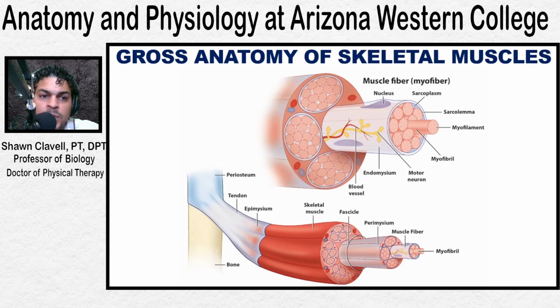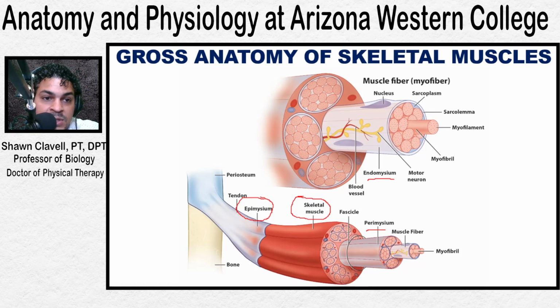Let's take a look at the gross anatomy of skeletal muscles here. Now, a skeletal muscle, we can see here, is actually an organ. The skeletal muscle itself is the organ. It contains all of the different tissue groups. So it contains connective tissue. You can see the connective tissue covering referred to as the epimysium in this case. You've got a perimysium as well and an endomysium. These are all connective tissue coverings.